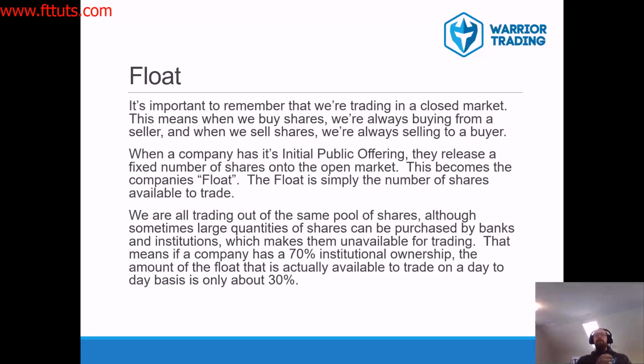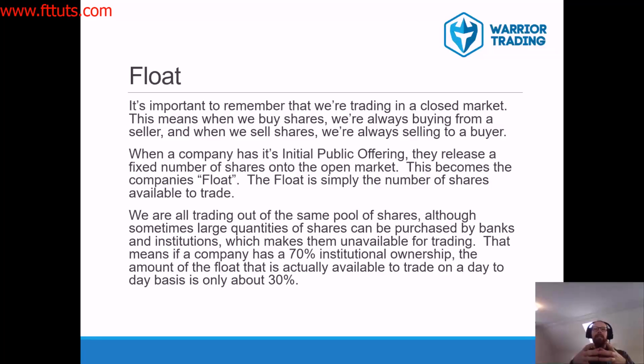Now, in addition to understanding level 1 and understanding level 2, it's going to be really important for you guys to understand float. All right, so you have to realize that we're trading in a closed market. So what does that mean? Well, when a company has its initial public offering, they release a fixed number of shares onto the open market. That becomes the company's float. If the company, for instance, sells 100 million shares onto the open market, they now have a float of 100 million shares. And every time you and I are trading this stock, we're trading out of this fixed pool of shares.